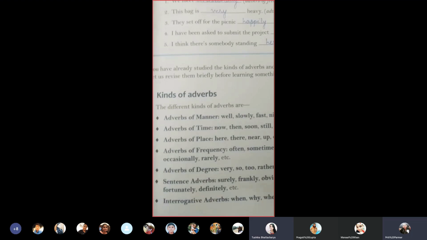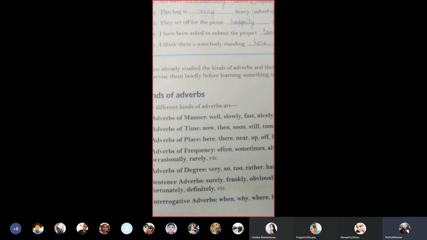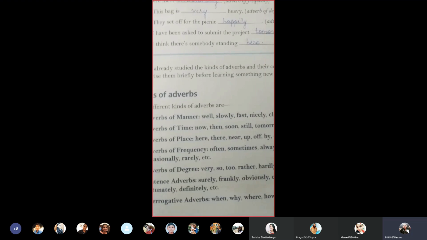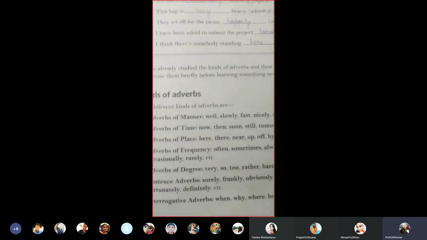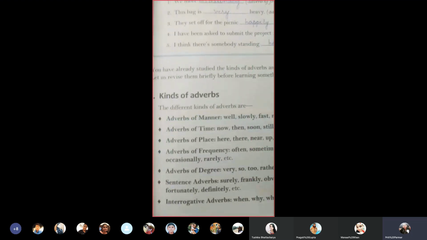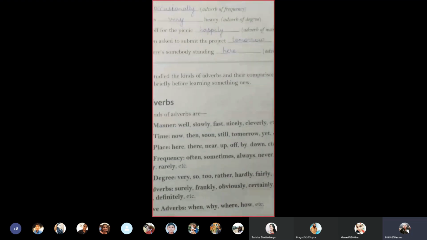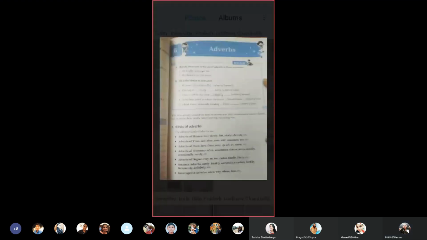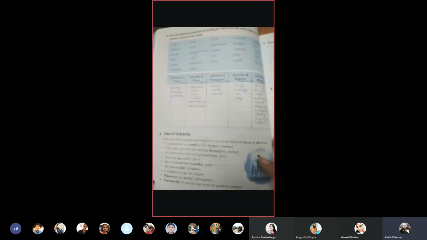Adverb of place tells you where the action was done. Adverb of frequency tells you how often, with what frequency the thing was done. Adverbs of degree tell you in how much quantity. Then sentence adverbs, which are the basic words we use in our spoken English: surely, frankly, obviously, certainly, luckily, unfortunately, definitely. Then interrogative adverbs, that means those adverbs which ask questions like why, when, where, how, etc.